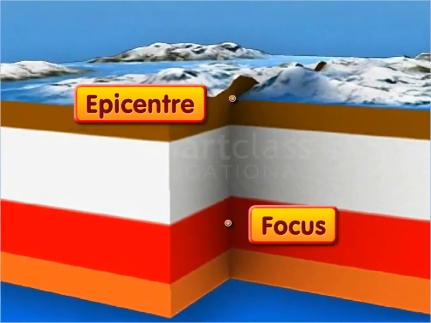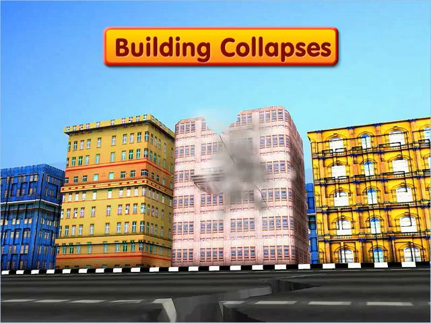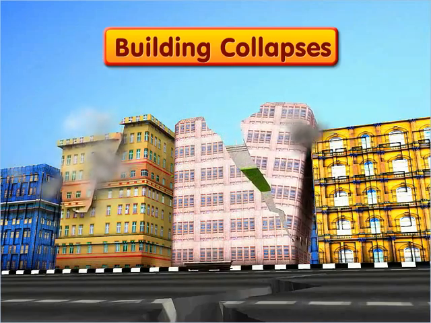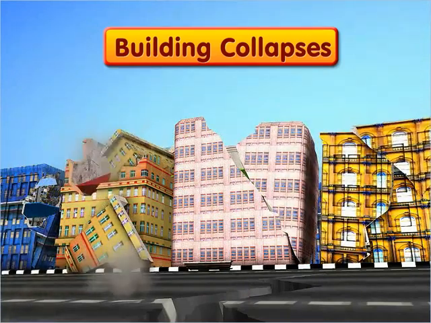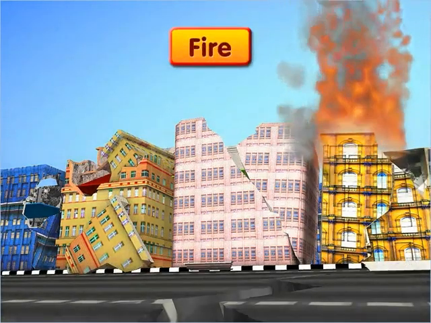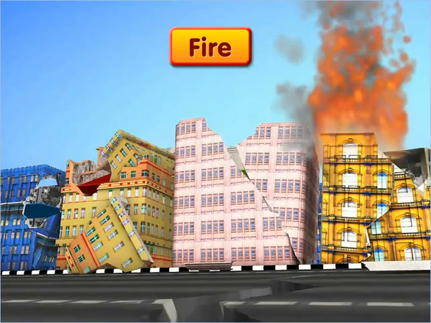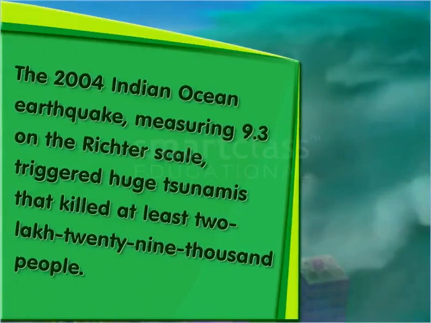Earthquakes, rarely on their own, result in disasters. It is the events, such as building collapses, fires, and tsunamis they trigger that are responsible for disasters. The 2004 Indian Ocean earthquake, measuring 9.3 on the Richter scale, triggered huge tsunamis that killed at least 2,29,000 people.